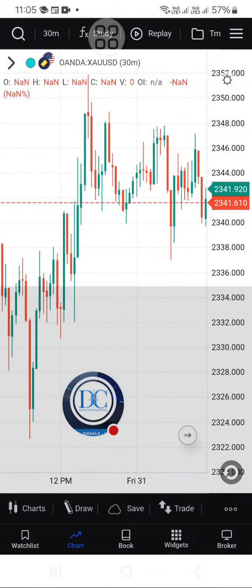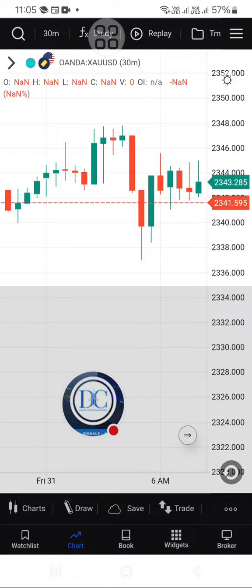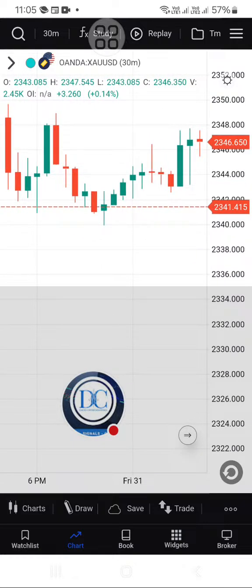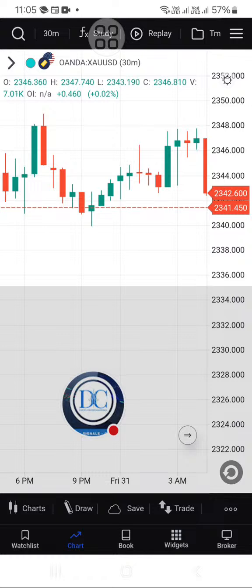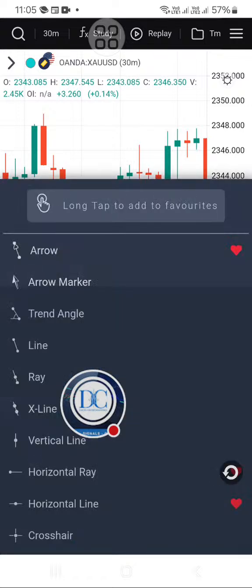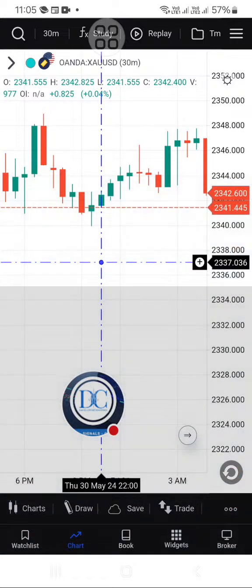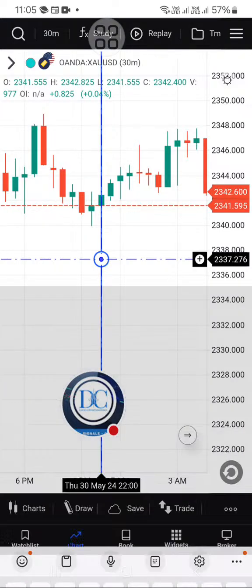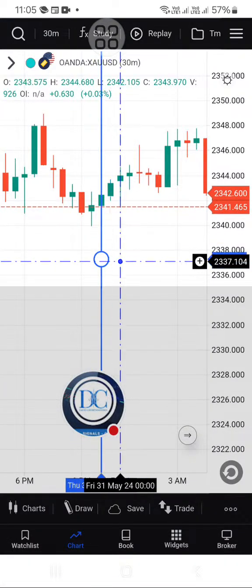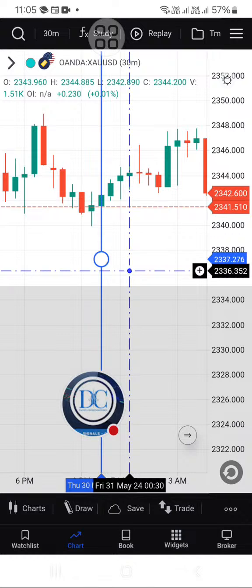The dates are here. Let me just expand a little bit. Friday 6 p.m., 9 p.m., then Friday the 31st. So that means we should put a horizontal line. This thing is difficult to use, but it's more like TradingView. Our date. Okay, let's just put it here. So we are assuming that this is where we had the day opened.